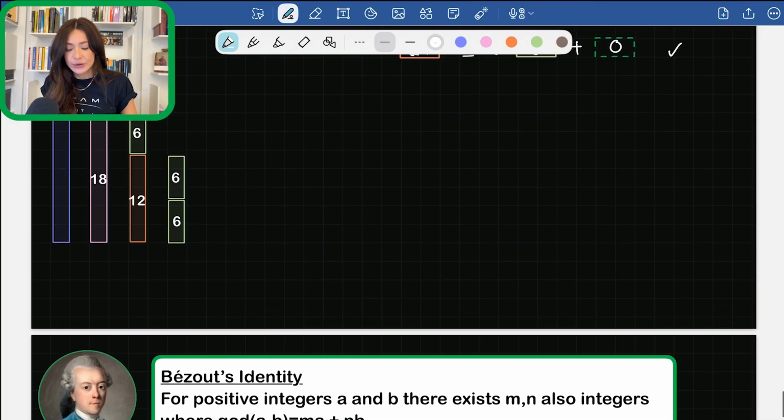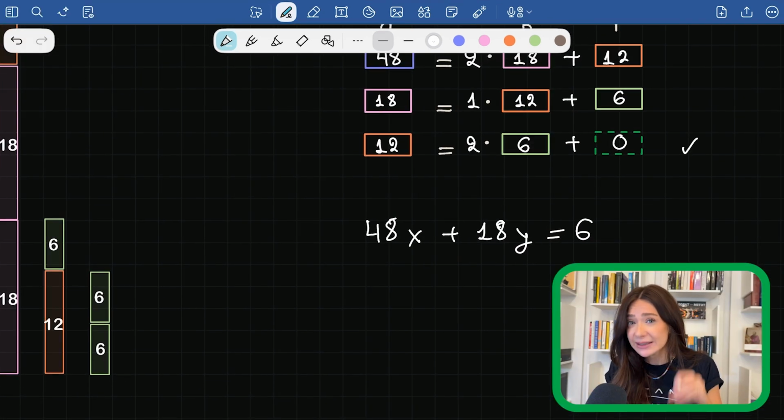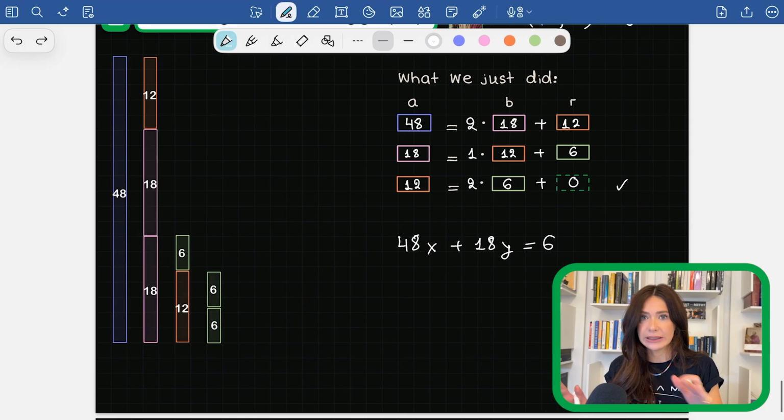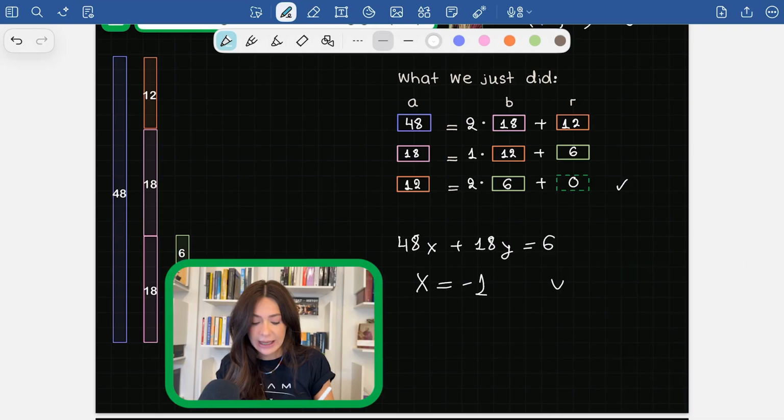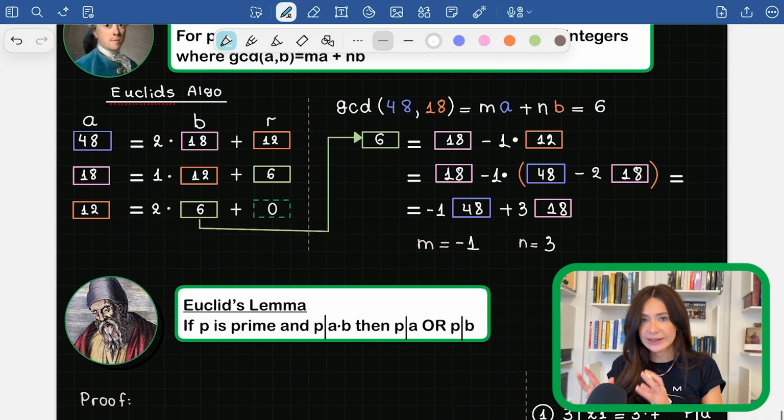Okay, so think about this here. If you wrote this equation, this has an integer solution. But if you wrote it to equal 1, then that does not have a solution in integers, right? So this is what we actually just found. X is our m, and that was negative 1, and then y is our 3. Okay, so that was Bézout's identity. And as you can see, it is very much related to Euclid's algorithm.